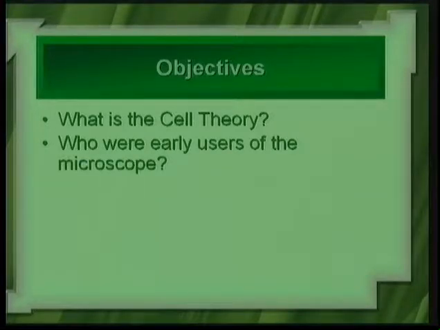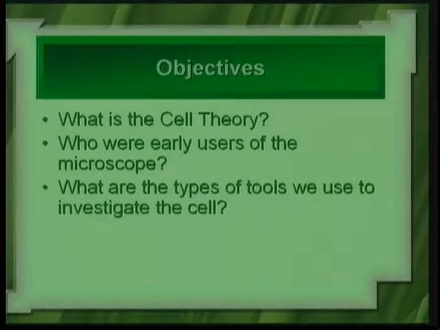Next, we're also going to talk about early uses of the microscope because generally cells are microscopic. So in order to observe most cells, you have to use a tool called the microscope. Thirdly, we just talked about the types of tools that we use. So what are the types of microscopes that we use to investigate the plant cell?